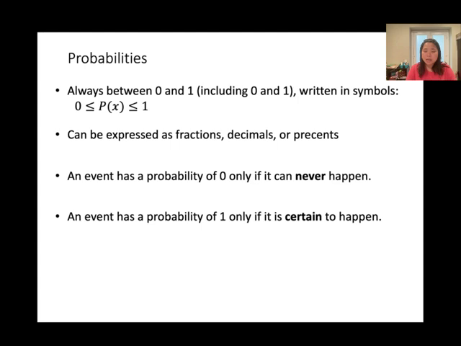And an event has a probability of 1 only if it is certain to happen. So when I flip a coin, what is the probability of getting heads or tails? When I flip the coin, it only gets heads or tails. So the probability of getting heads or tails is equal to 1 because it will happen for sure.